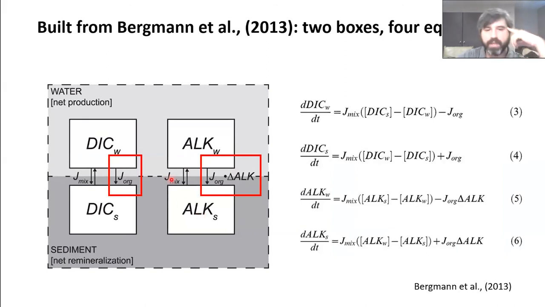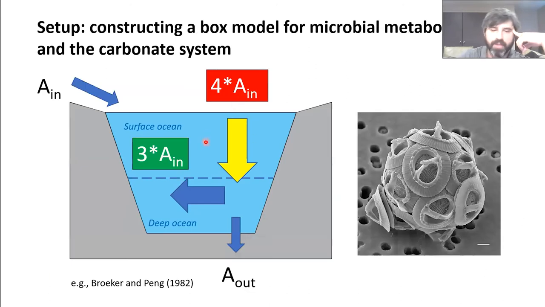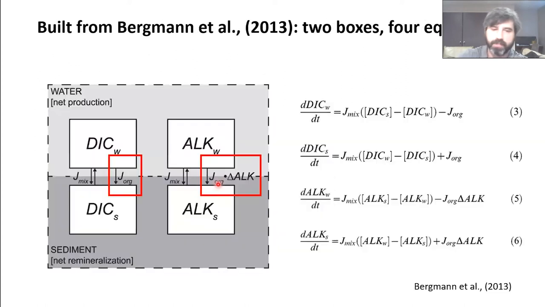Let me go back for a second. This answer is non-unique. I started with four because that's what the modern system suggests, but there are other combinations that would give you the same A in equals A out. And that's what we wanted to explore: if I change the way that carbonate is dissolved in the deep ocean, will that make a new balance between the two boxes?